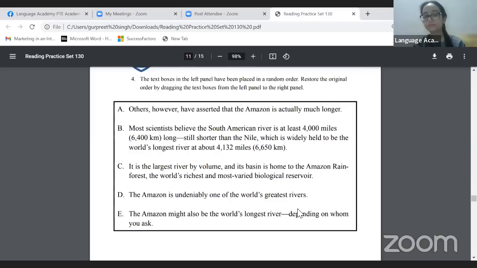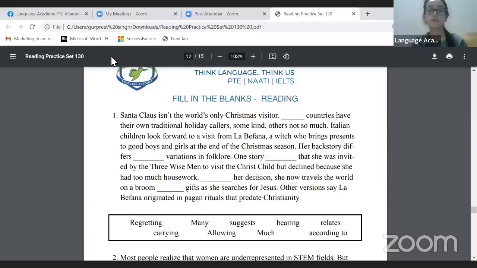So in the real exam, there are 8 to 10 marks for reorders, depending upon the number of questions you get. But overall, 8 to 10. Okay, let's move on to reading blanks. So here is your first question. You have 2 minutes to solve this and then post your answers, please.